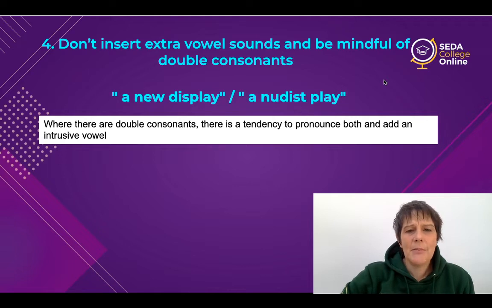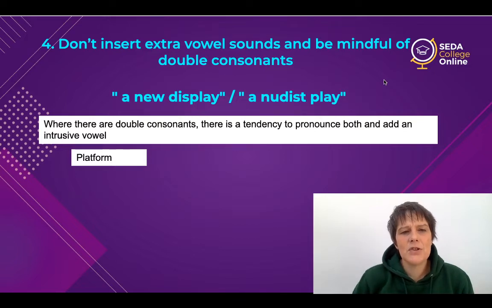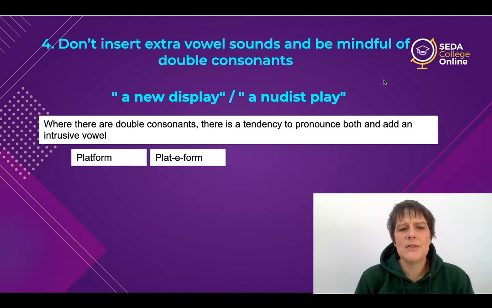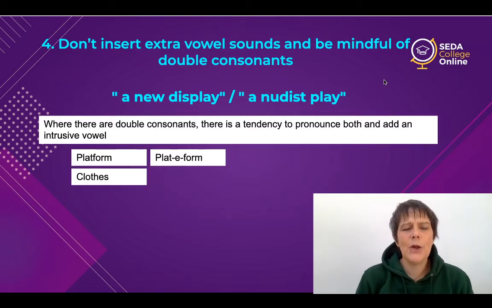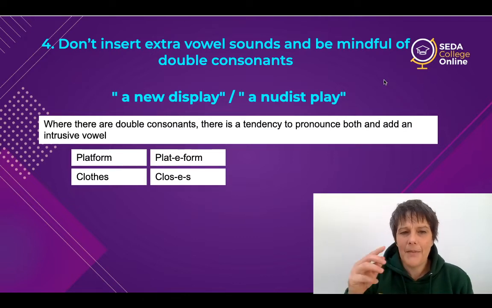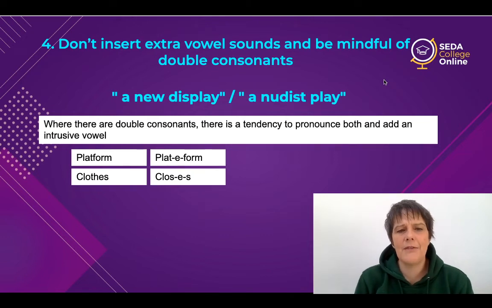And the same with double consonants, there's a tendency from Portuguese speakers of English to put an extra sound in there, because in fact you're supposed to just say platform, and it all runs together, not platiform, which would be two syllables, plat and then form. No, run them together, platform. And clothes is another one, clothes, not clo-thes. You're not allowed to put another vowel in there. You just have to squash it all up together.